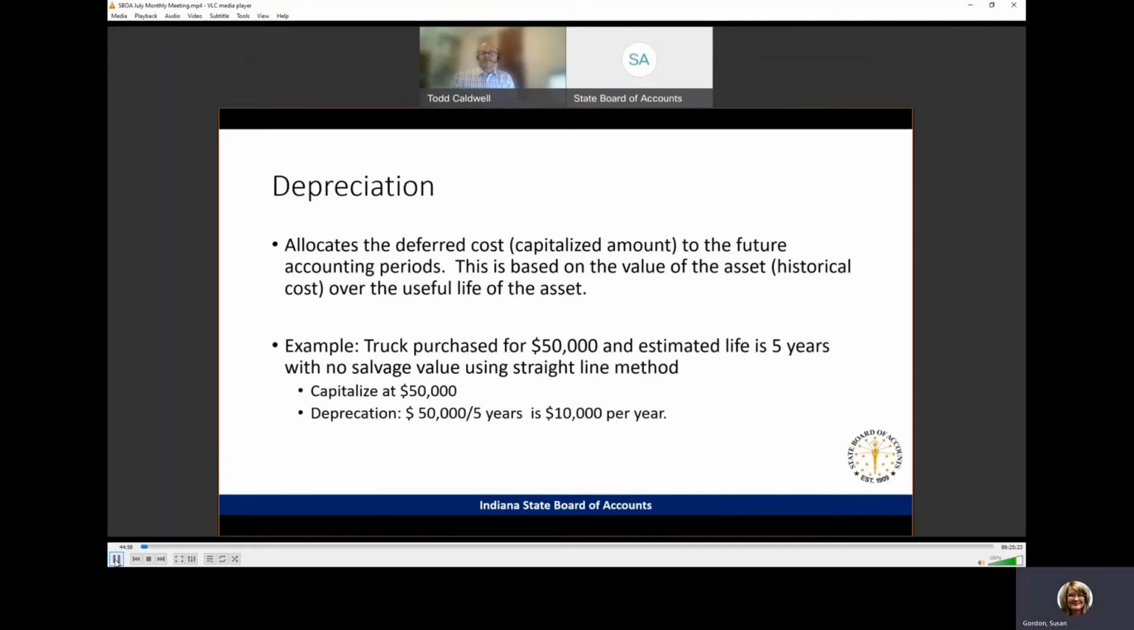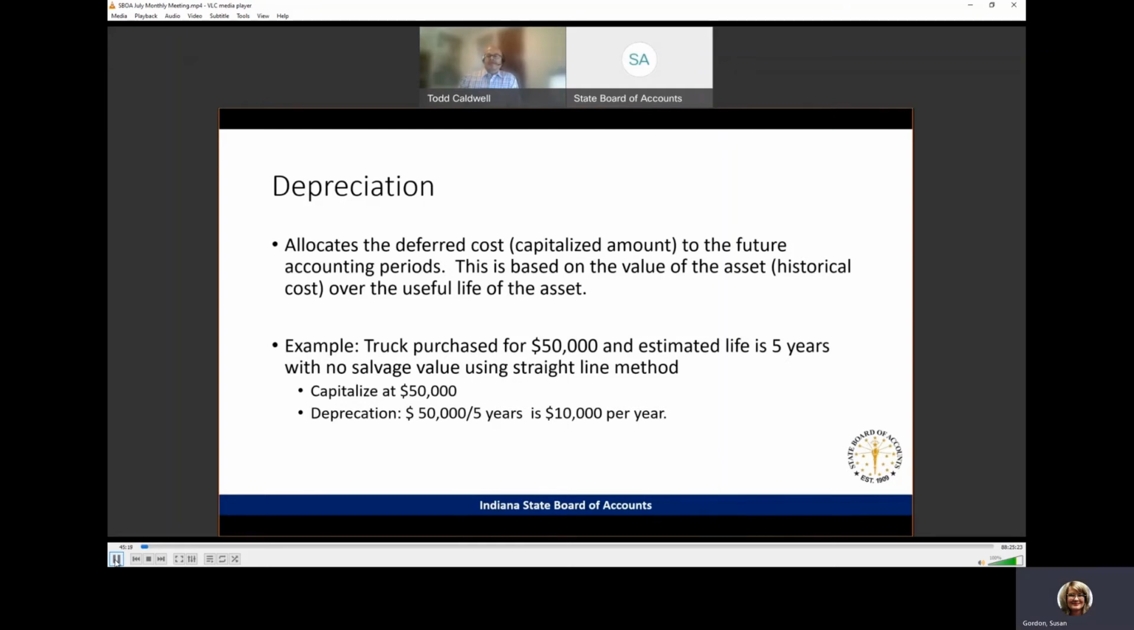There are many different ways to do it, but what I think is the simplest way is the straight line depreciation approach. To compute straight line depreciation, you take the cost of an asset and divide that cost by the number of years in the useful life estimate. So each year then is going to get an equal portion of that cost.